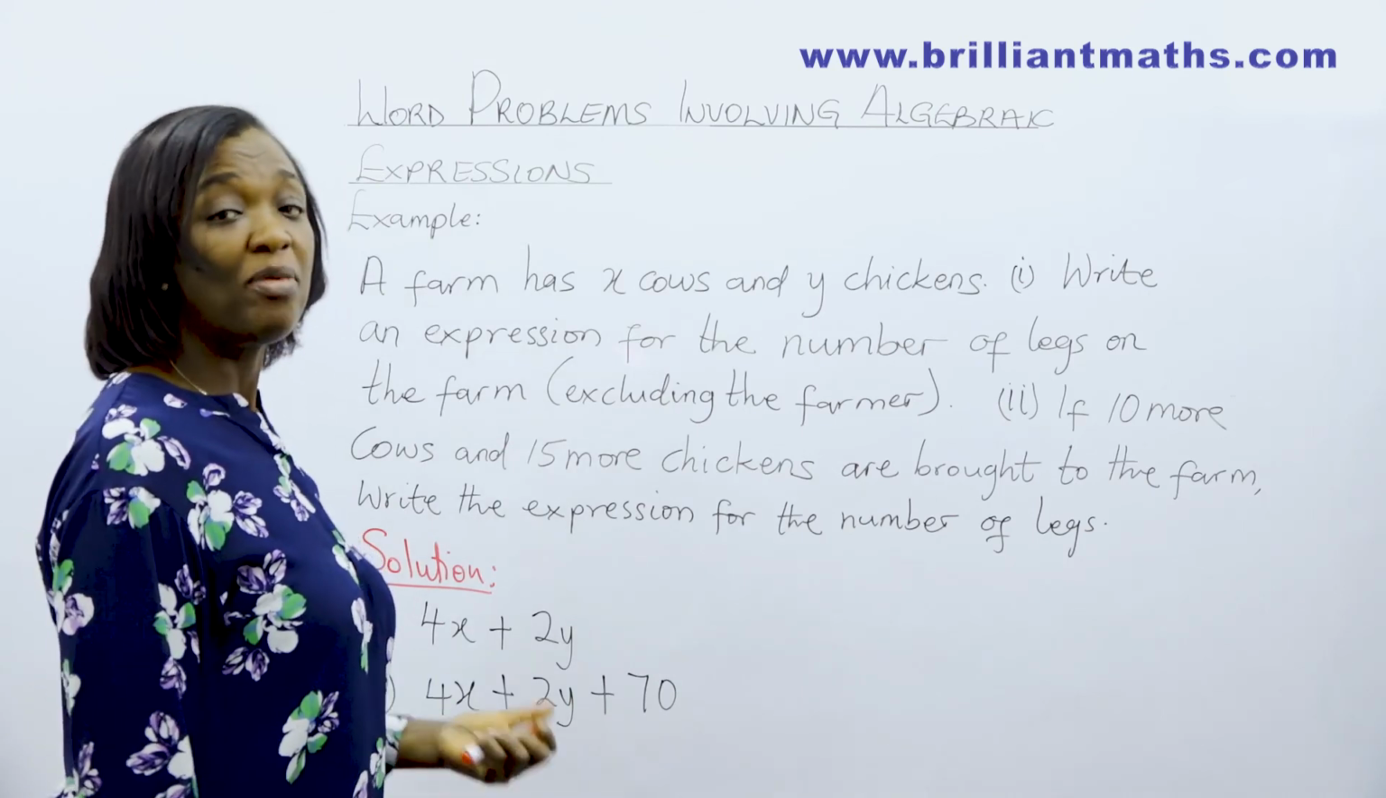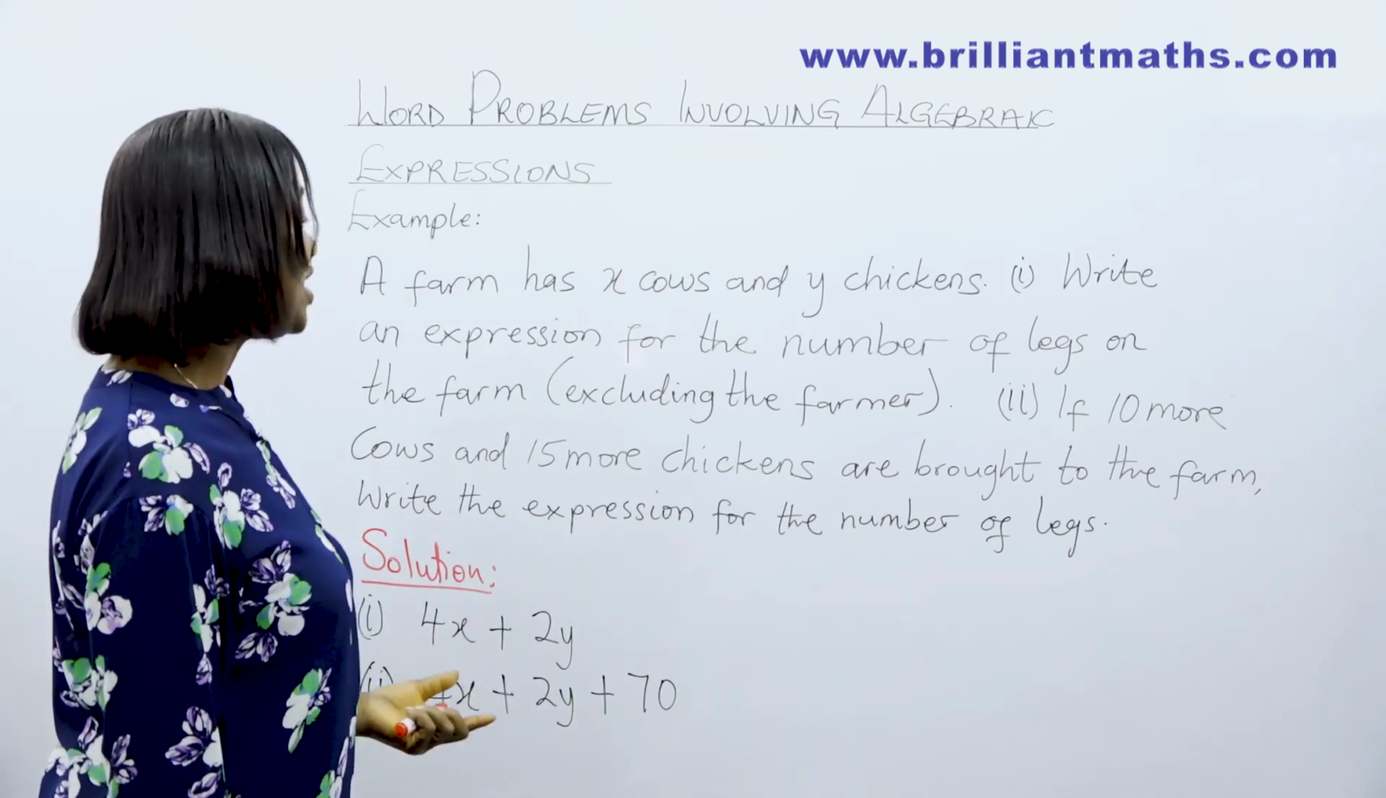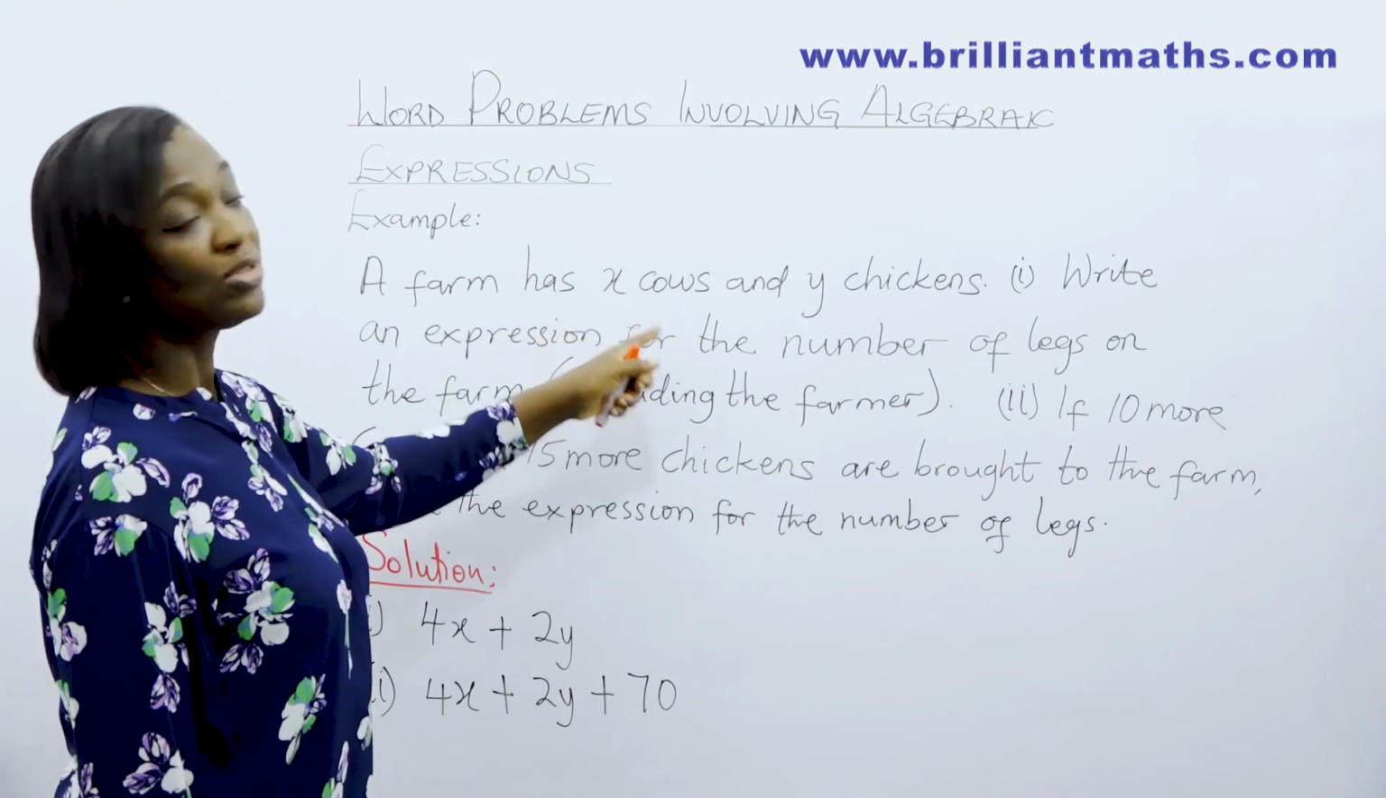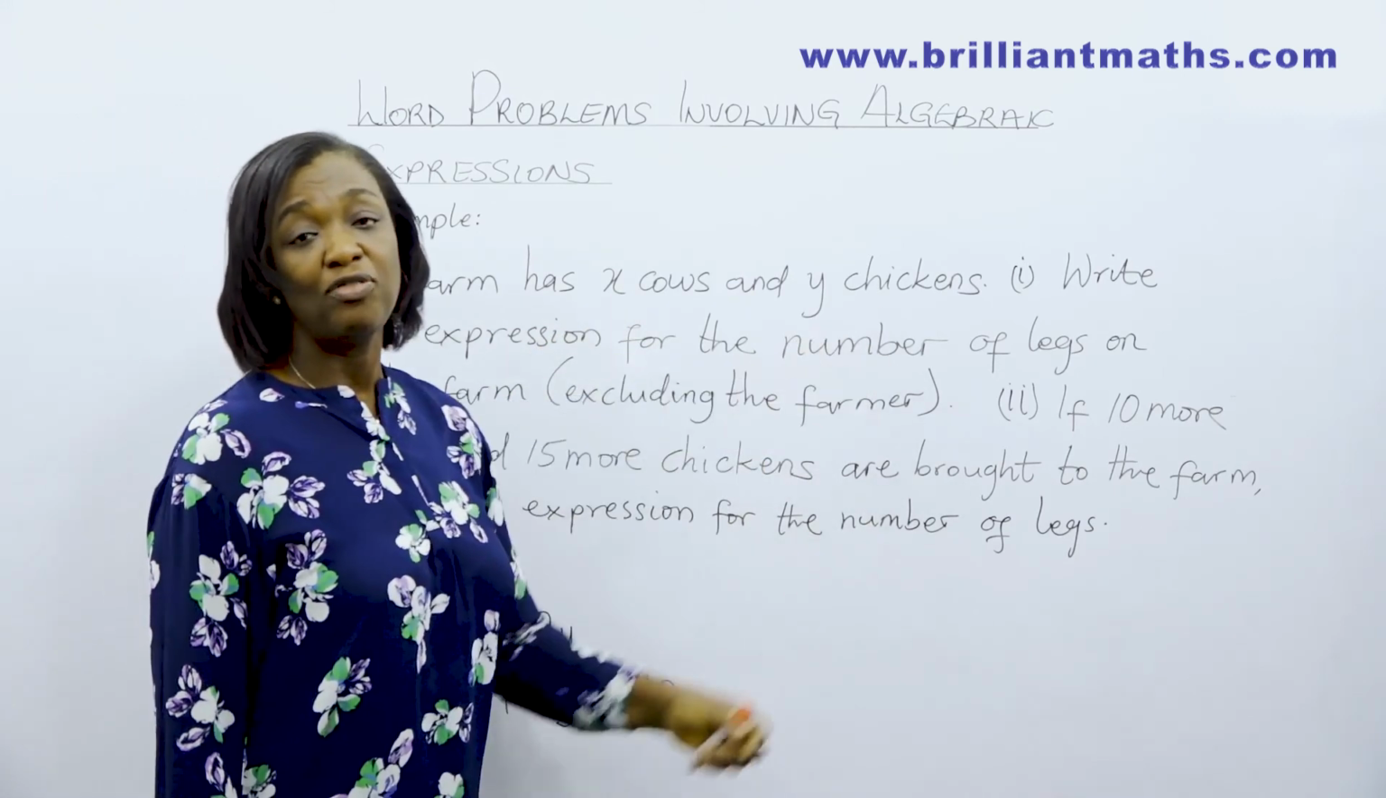So the actual number of legs on the farm would depend on the number of cows and the number of chickens.